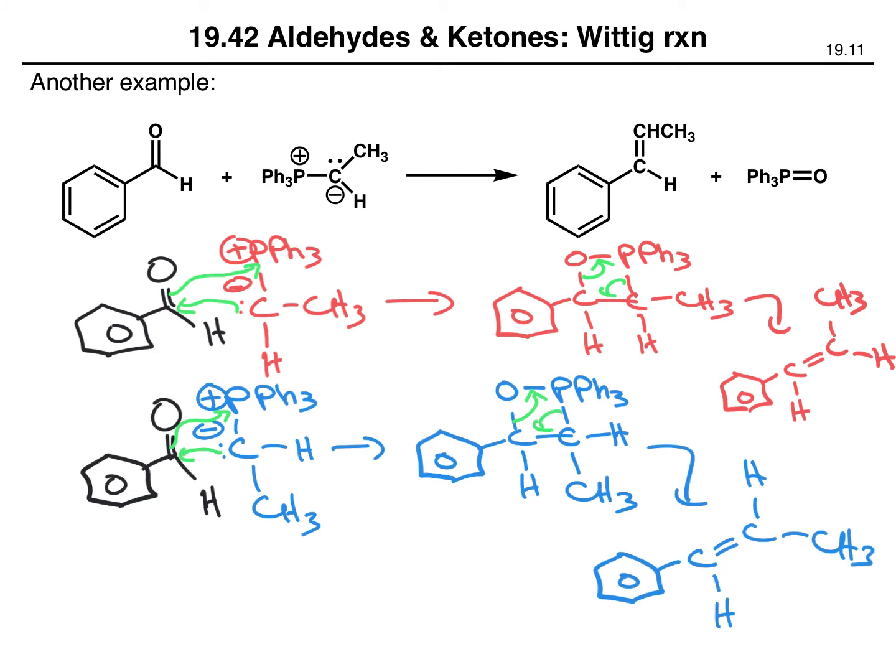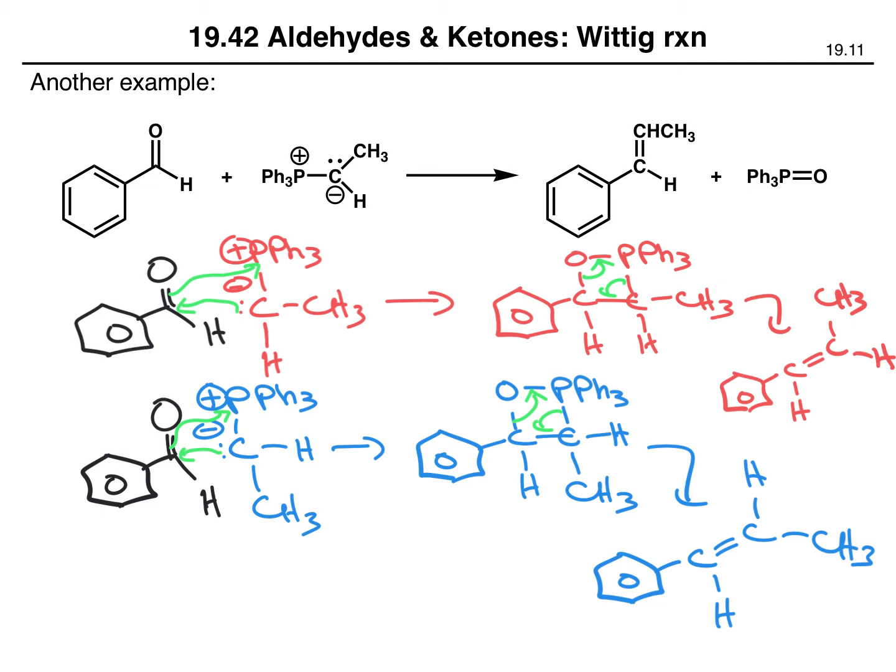the trans product. So in this intermediate, we have the hydrogen and the methyl on the same side. So here we have the hydrogen and the methyl on opposite sides of the double bond, which means our hydrogens are across from each other, or our big groups are across from each other, so this is trans. So unfortunately, the Wittig reaction will lead to a mixture of cis and trans.